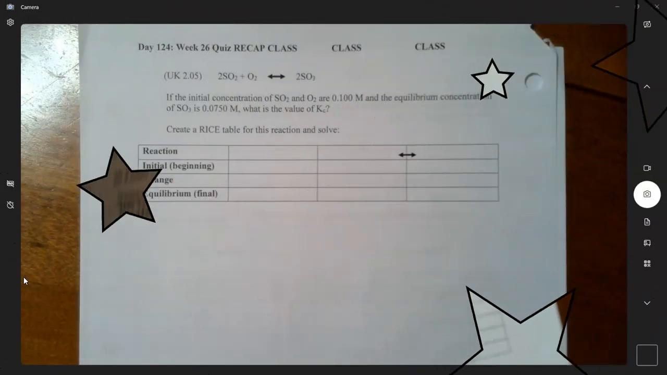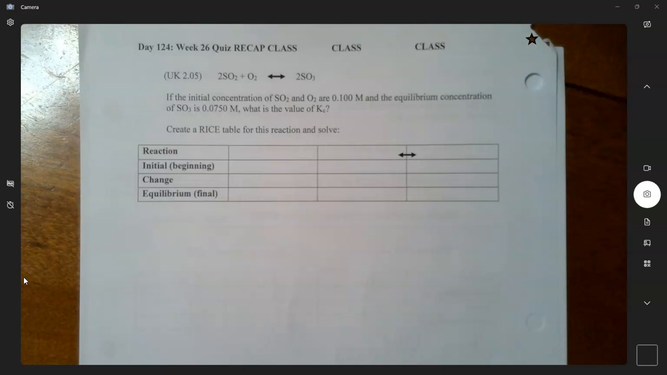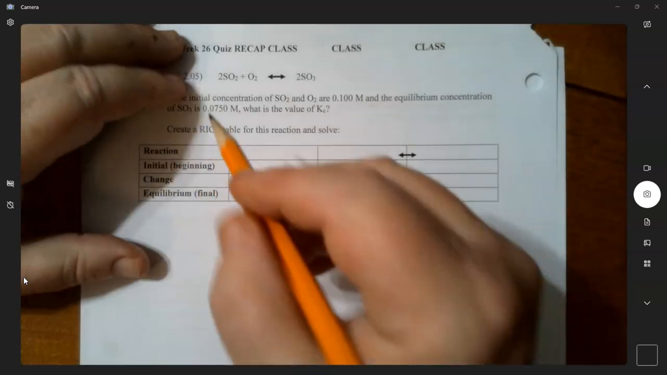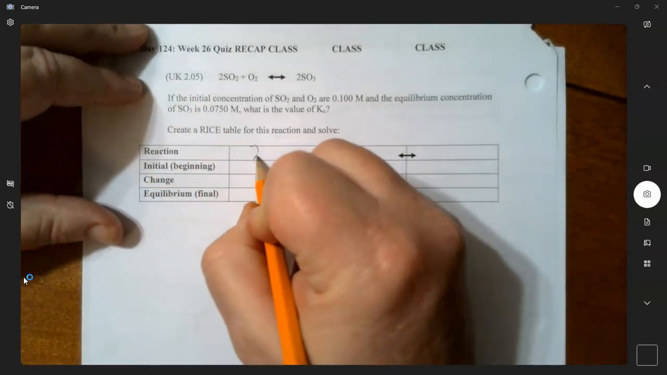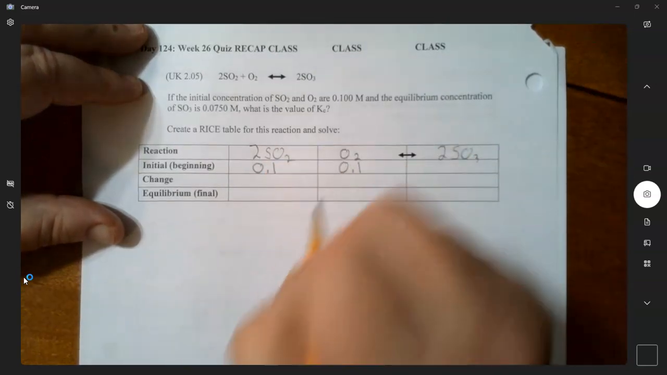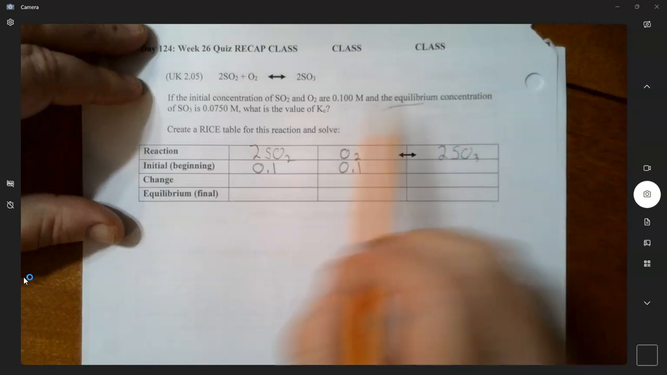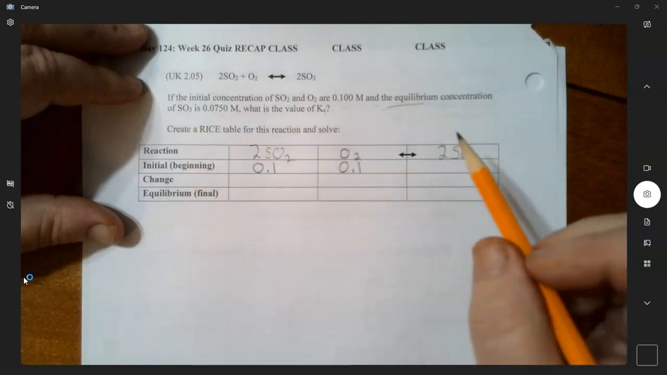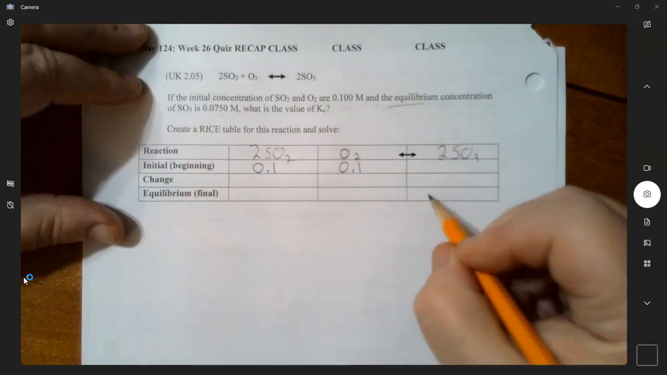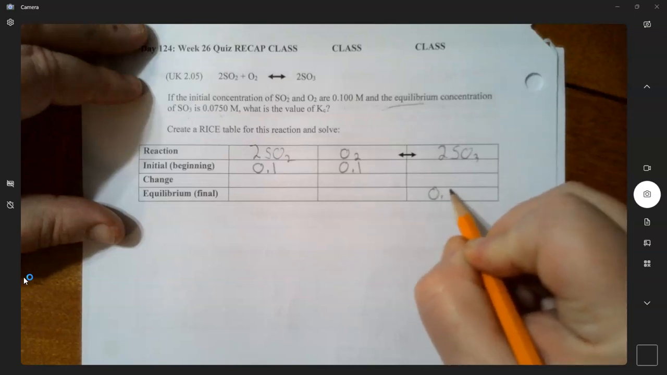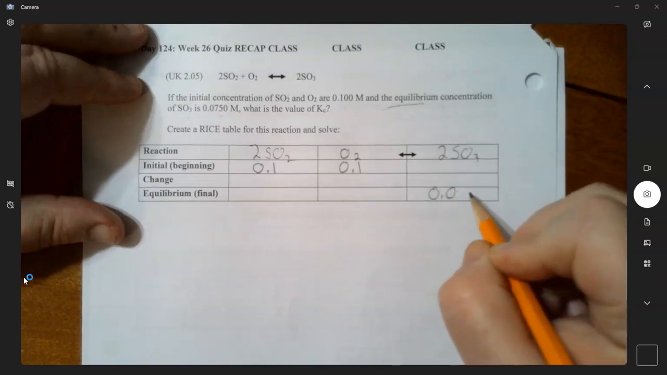We'll move on. Okay, let's read this problem. It says if the initial concentration of SO2 and O2 are 0.1, so I'm going to go ahead, let's write the reaction first. Okay, and we continue, and the equilibrium, that's a key, it's the equilibrium concentration of SO3 is 0.075. So that goes down here because it's an equilibrium concentration.